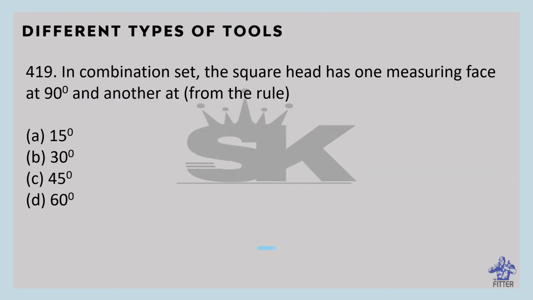In combination set, the square head has one measuring face at 90 degree and another at 45 degrees. Square head of combination set is used to set workpieces on the machines and measure the depth of slots. It is made of cast steel.